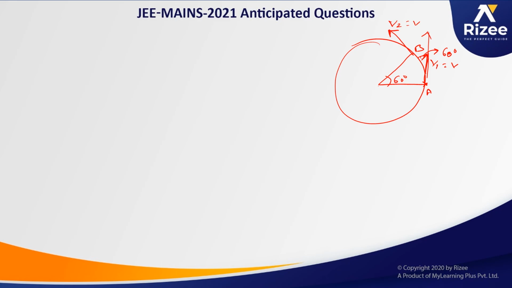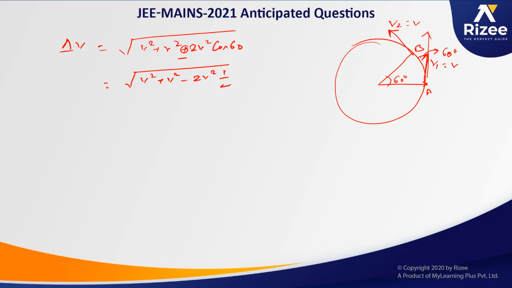Going to the parallelogram law of vectors, the change in the velocity delta V can be written as root over V square plus V square plus 2V square cos 60, which is 1 by 2. Now find the change in the velocity. Change means this value has to be negative. So that should be V square plus V square minus 2V square cos 60, which is 1 by 2. V square cancels. The change in velocity is V, which is equal to 10 meters per second.